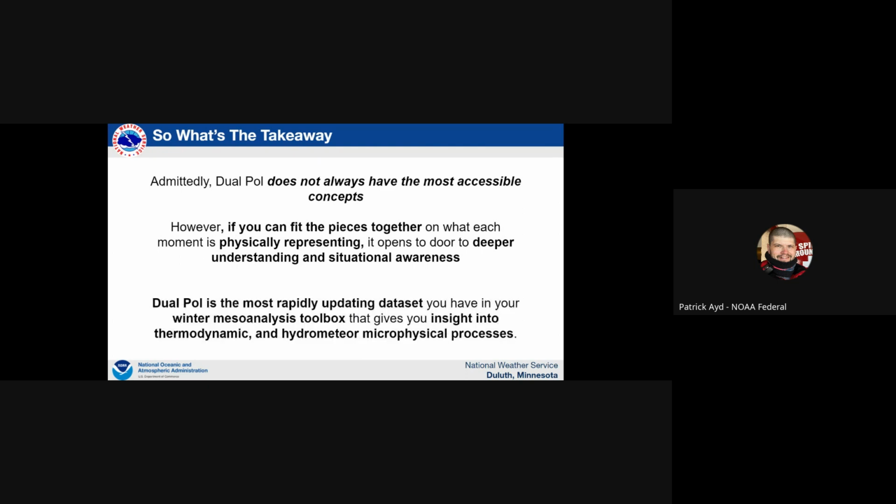And remember, dual pol is one of your most rapidly updating data sets in your winter mesoanalysis toolbox that can provide you direct insight into thermodynamic, hydrometeor, and microphysical processes. Ask yourself, do my winter observing procedures have reflectivity? That's probably a given. Maybe they have CC. Do they have ZDR? Do they have KDP? Are you overlaying mPING reports?